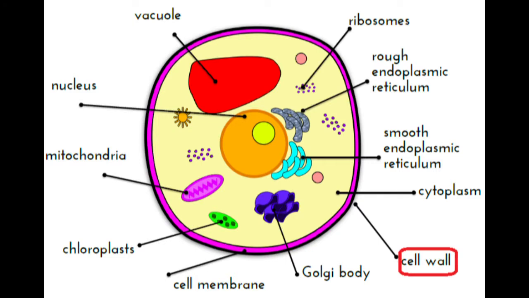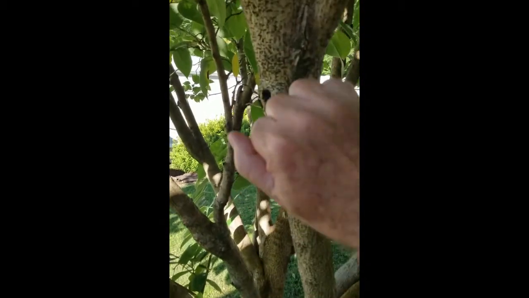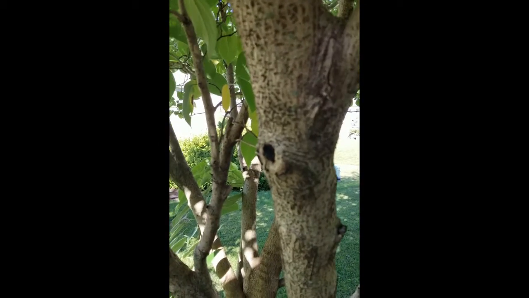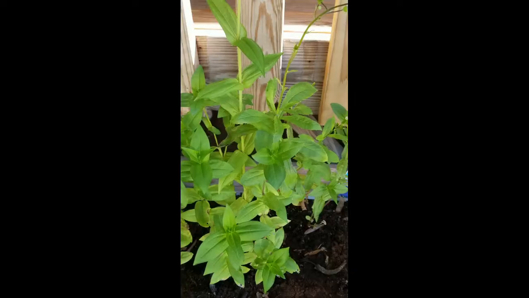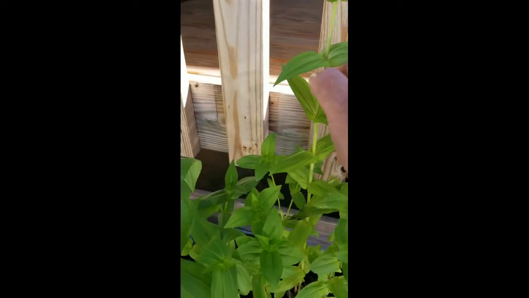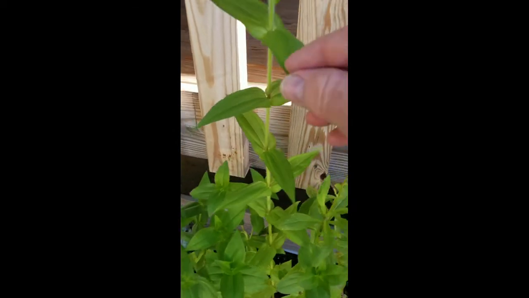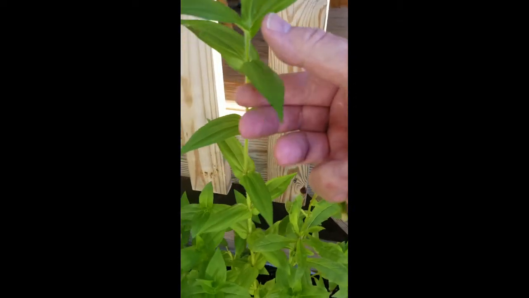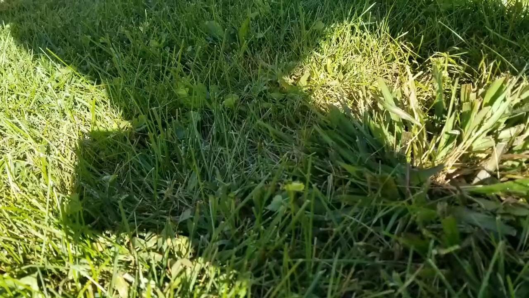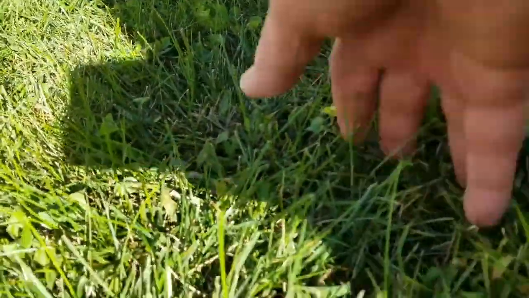The cell wall gives the plant structure, shape, and support. Like in a tree, the branches and trunk give it shape and support, and it supports the whole tree. Even flowers have a shape and a support structure, even though it's more flexible, and even the leaves are more flexible. It still has a shape and a support system that allows it to grow upward and outward. Grass also has shape and support that allows it to grow up.